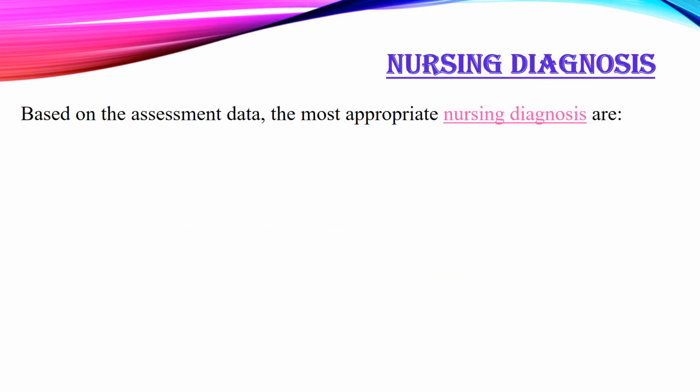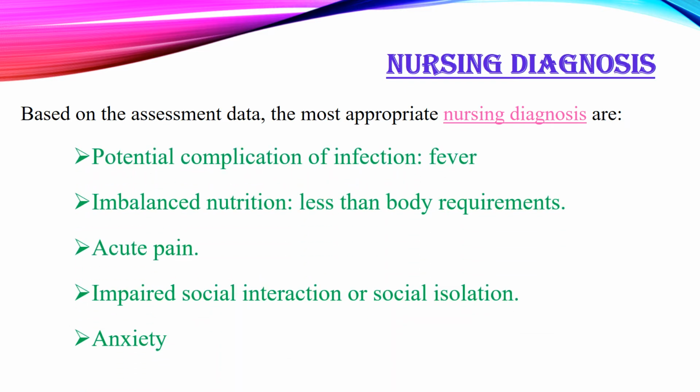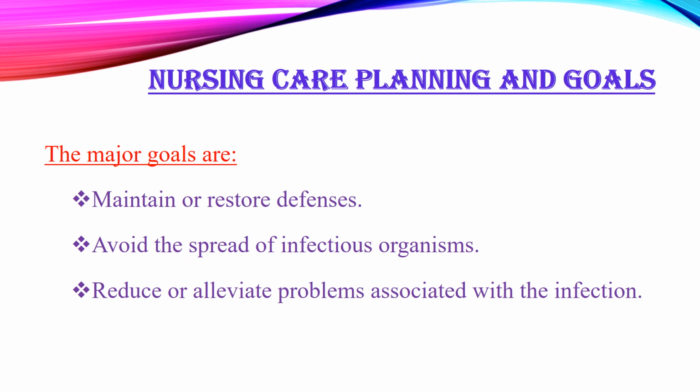Nursing diagnosis. Based on the assessment data, the most appropriate nursing diagnoses are potential complication of infection, fever, imbalanced nutrition: less than body requirements, acute pain, impaired social interaction or social isolation, anxiety. Nursing care planning and goals. The major goals are to maintain or restore defenses, avoid the spread of infectious organisms, and reduce or alleviate problems associated with the infection.